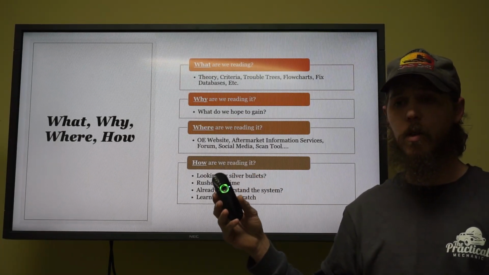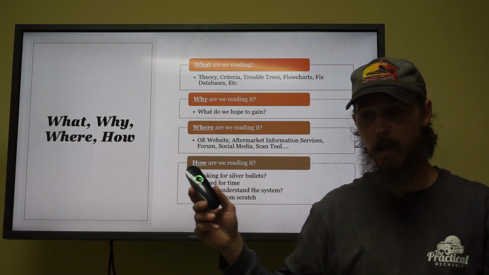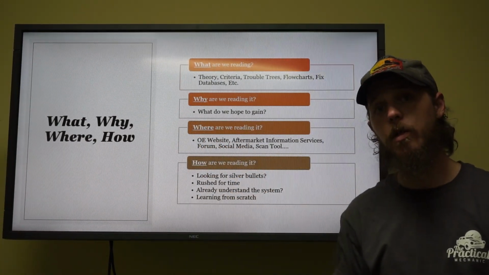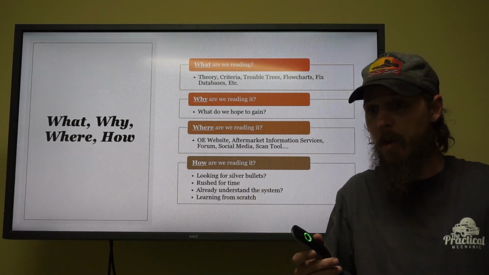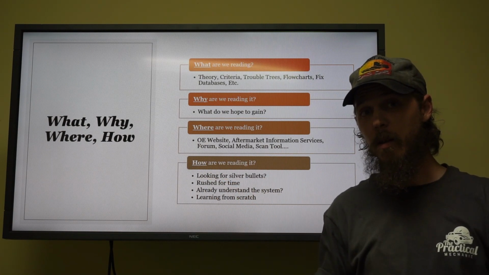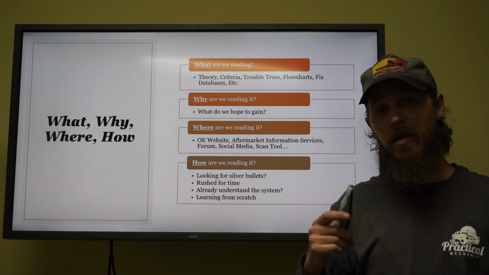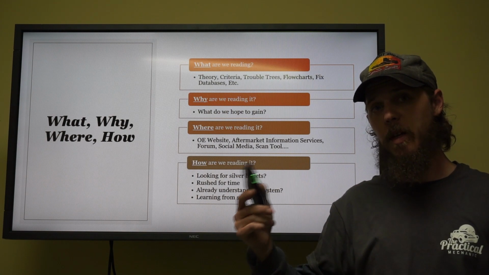So what we're really concerned with are the what, why, where, and how when we're reading this. What are we reading? Are we reading a theory of operation? Are we reading code set criteria? Are we reading trouble trees or flowcharts? Are we reading a fixed database? What are we reading?